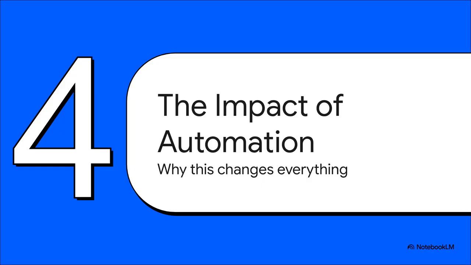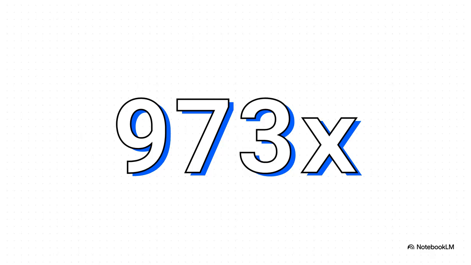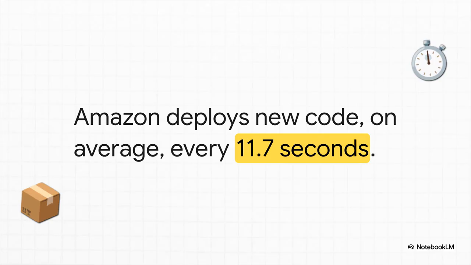And look, this isn't just some nice theory. The data on what happens when teams move to an automated CI/CD pipeline, it is an absolute game changer. According to industry research, the highest performing teams deploy new code 973 times more frequently than the low-performing teams. I mean, that's the difference between pushing a new feature once a quarter versus pushing new code multiple times a day. And if you think multiple times a day sounds extreme, just take a look at a company like Amazon. They are deploying new code into production on average every 11.7 seconds. That is the kind of scale that automation makes possible.